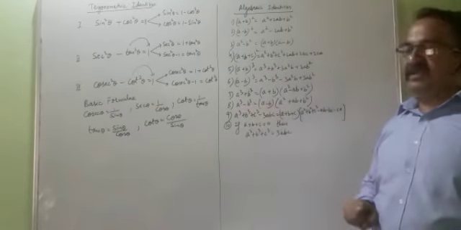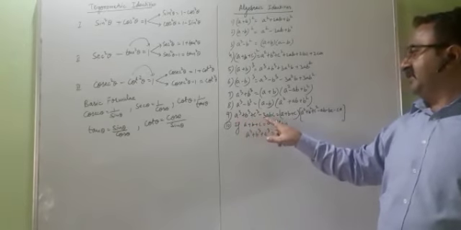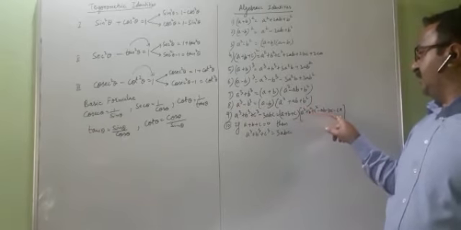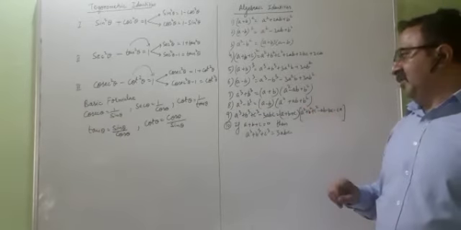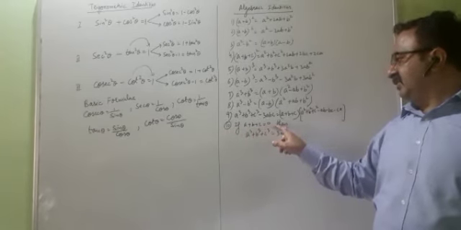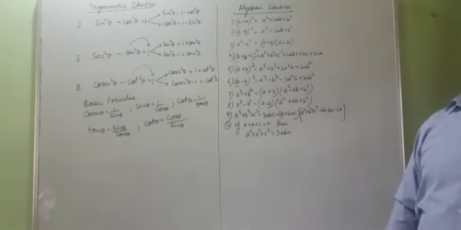Then you have a cube plus b cube plus c cube minus 3abc equal to (a + b + c)(a square plus b square plus c square minus ab minus bc minus ca). And in the end, if a plus b plus c equal to 0, then a cube plus b cube plus c cube equal to 3abc.